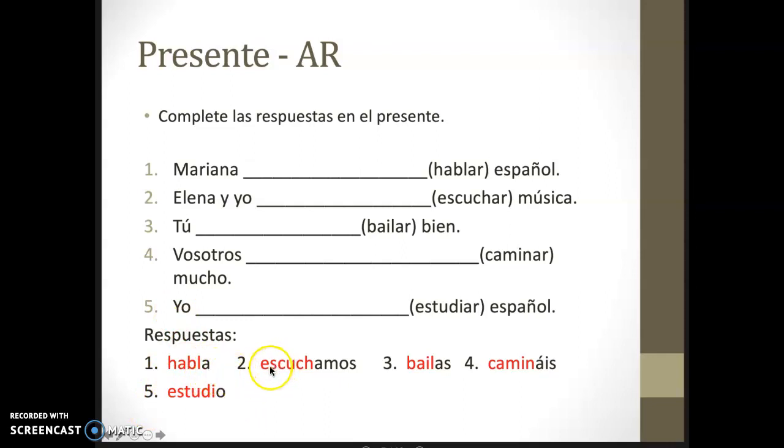Always make a habit of writing the root and then adding the endings afterwards once you figure out who is the subject. That's it for now.